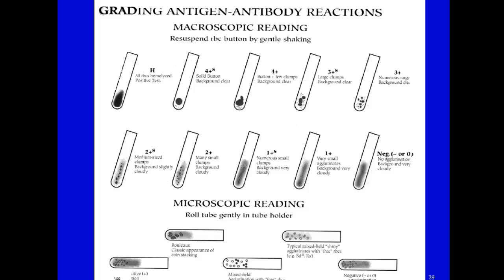Here's another picture of looking at it in a tube rather than just reading it. You can see a 4 plus here, there's one big clump. Okay. 3 plus, there's several large clumps. 2 plus, we have a kind of a reddish background, but yet we do have some moderate clumps there. 1 plus, very difficult to see, but there are clumps there with a turbid background. And negative is there's no clumping at all.